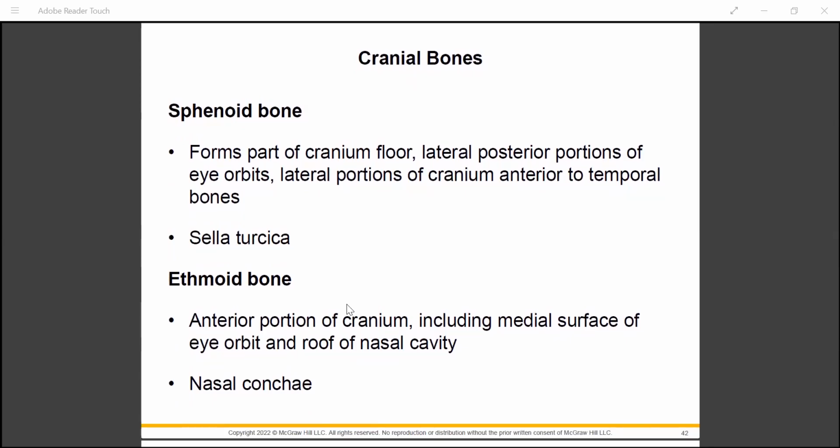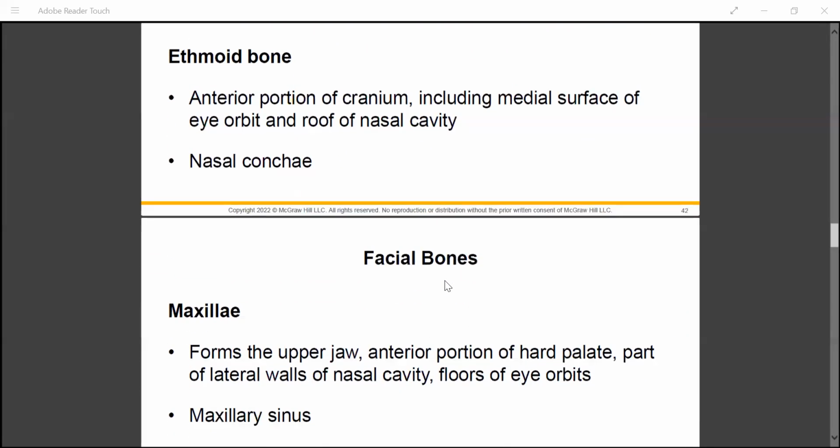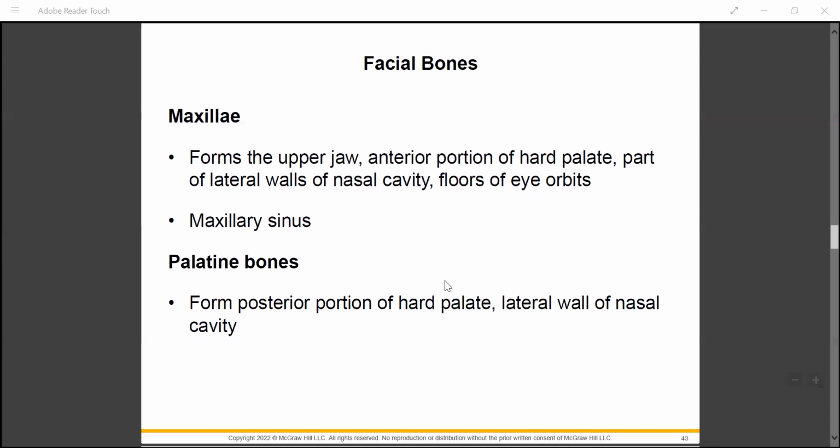A few other cranial bones are your sphenoid bone and your ethmoid bone. Again, these are not ones that I need you to memorize by any means. Your maxilla is a really good one to know because it forms our upper jaw. It's part of our hard palate. So if you push your tongue up, that's your hard palate, the top of the roof of your mouth. It helps form our nasal cavities. And one other important part about the maxilla is that it is part of the bone that holds our upper teeth. So our maxilla has our teeth set into it.